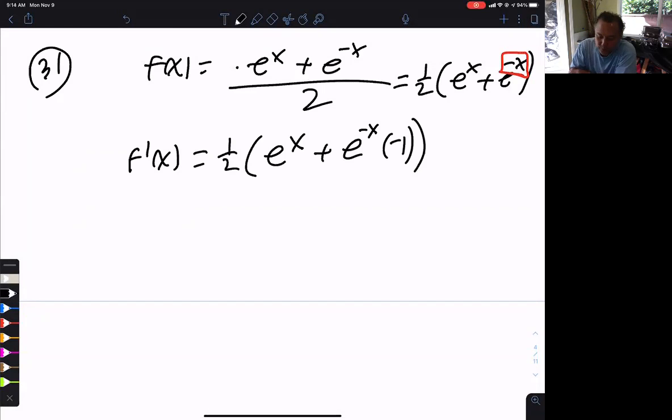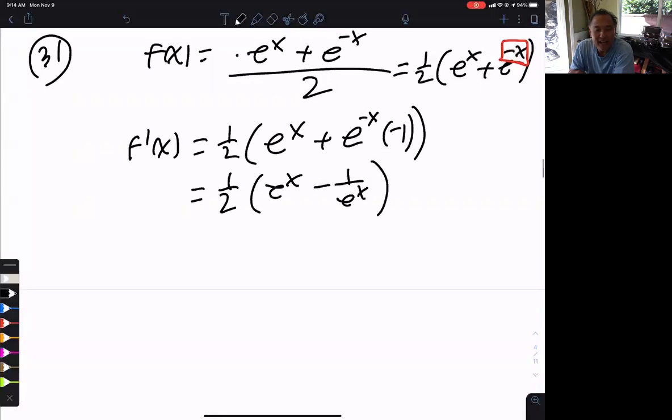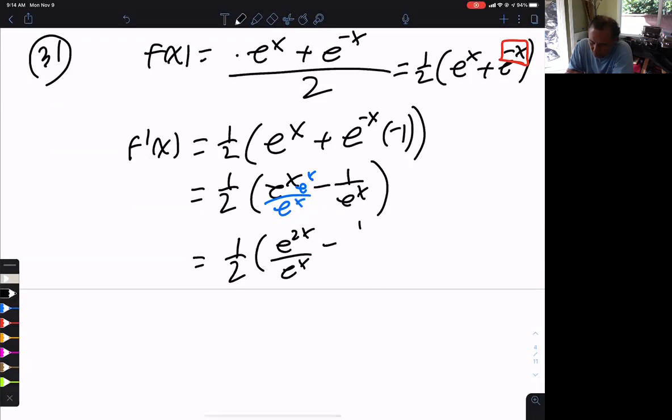So let's rewrite this. And that's going to be minus because there's a negative there. Okay, get a common denominator and make one fraction, one term, not two. So this one's missing e to the x, so I put an e to the x on top and bottom. And I get this, 1/2 e to the 2x, e to the x, minus 1 over e to the x.